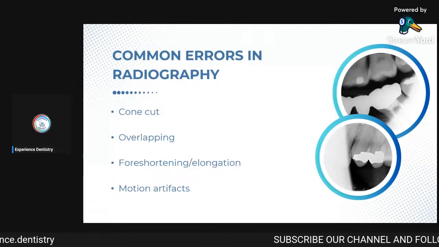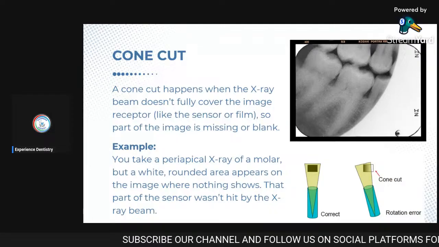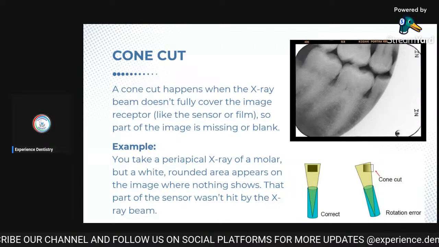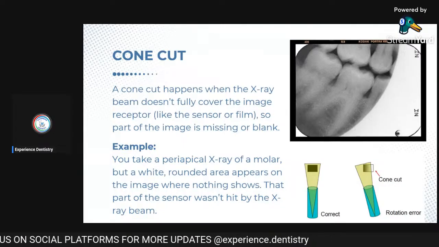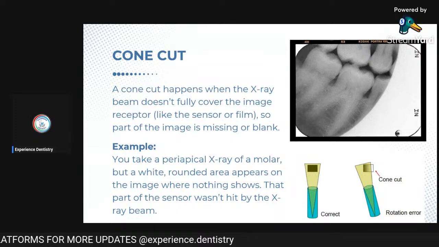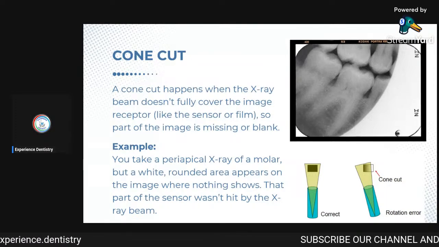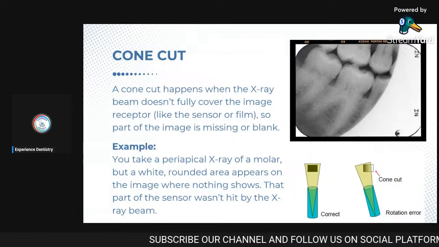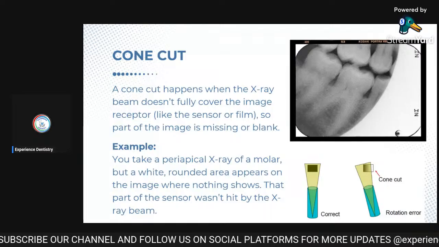And now, what is a cone cut? Basically, a cone cut happens when the X-ray beam does not fully cover the image receptor, like the sensor or film, so part of the image is missing or blank. In simple words, it happens when you place your X-ray beam outside the mouth of the patient at such an angle, and you want to take an X-ray of both of your last teeth, including the wisdom tooth or last two molars.